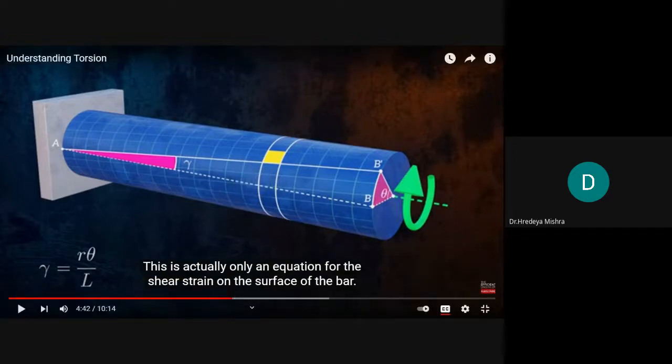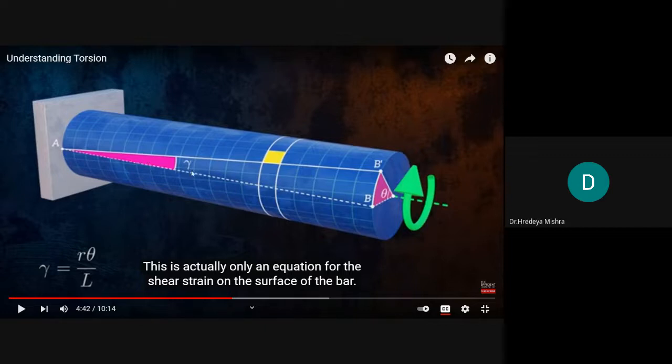Okay, so students, you can see this is the angle of twist. What happened is that end A is fixed and end B we can rotate. So point B rotates theta degrees and we get point B dash. And this gamma will be created. What is the gamma?